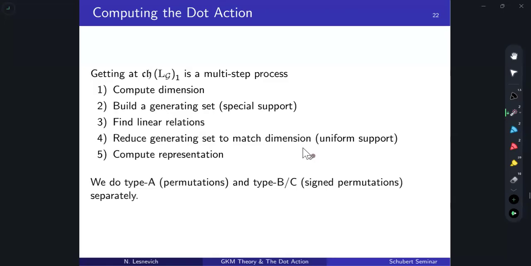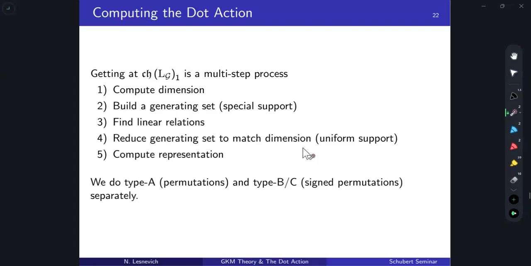support thing. Because if you think about how the dot action works, it moves polynomials around. So if I want a generating set that plays nicely with the dot action, I can't be particular about what support I have. It has to be uniform. So things that are nice in computing the dot action also tend to be things that are not nice when trying to build a minimal generating set. And that's a huge problem.